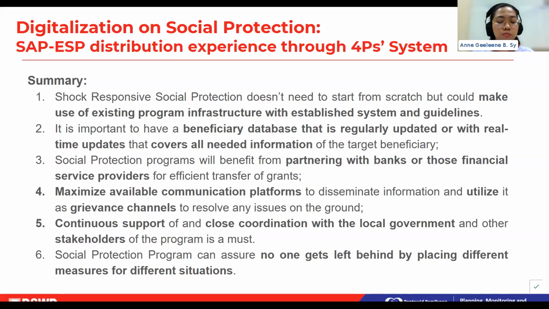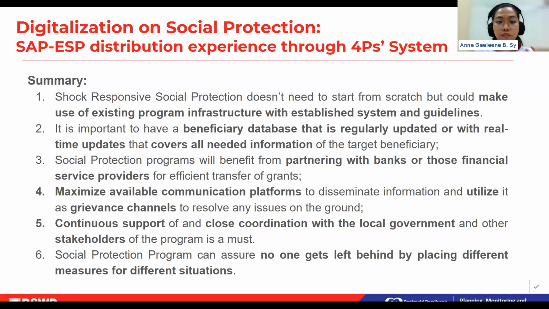And social protection programs will benefit from partnering also with banks and those financial service providers for efficient transfer of grants and swift liquidation once already checked on the accounting side. May I also add that as we improve and make progress in our mode of transfer, we must also look into increasing the financial literacy of our constituents, ensuring that they are able to understand the developments that they are involved in.